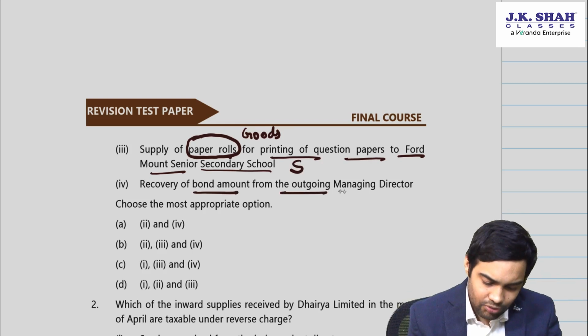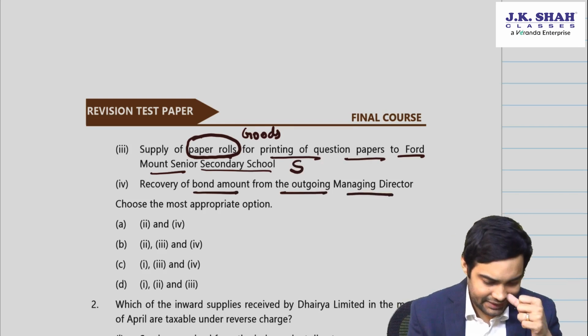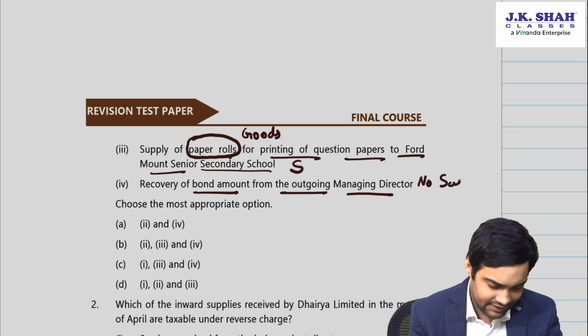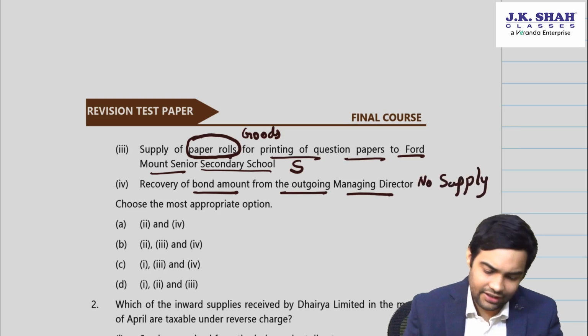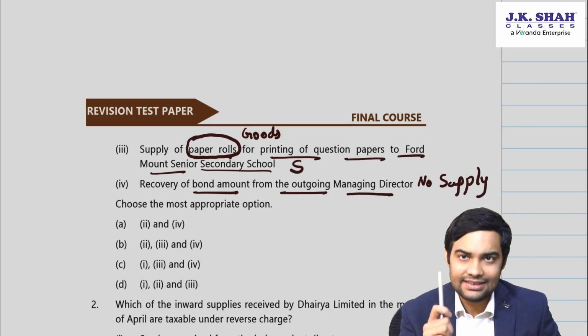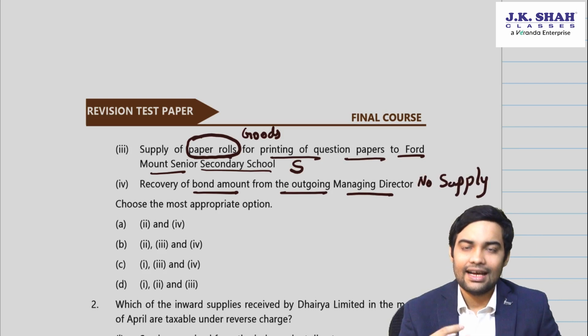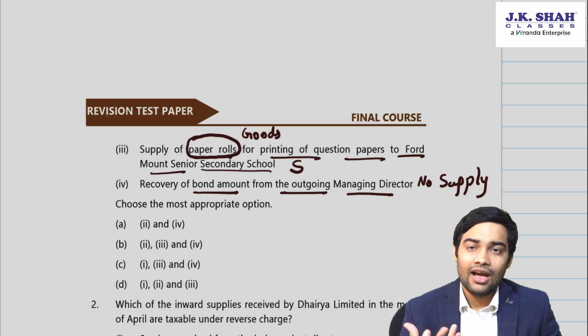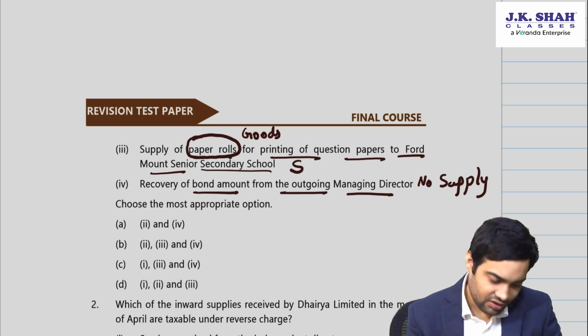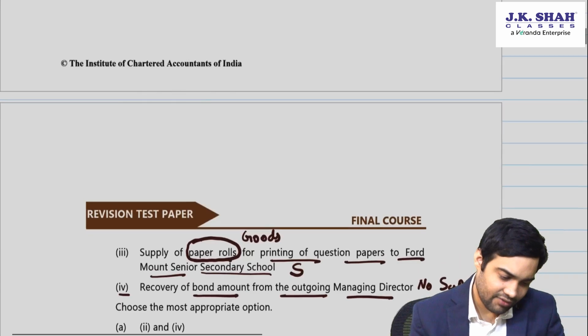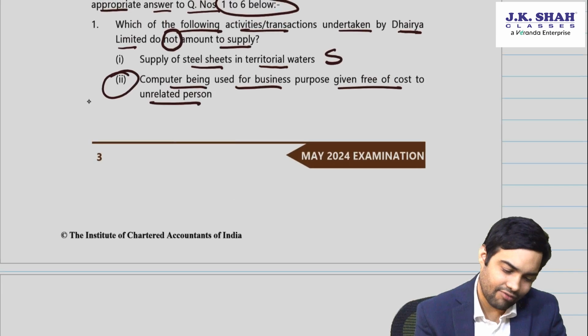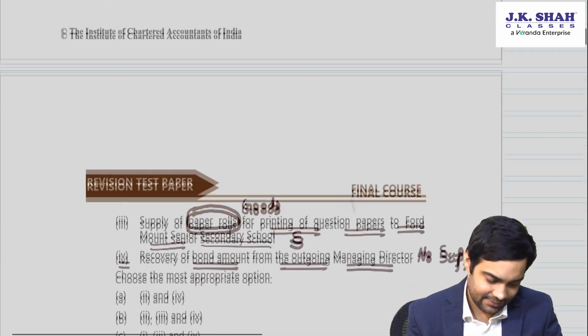Recovery of bond amount from outgoing managing director, this is not a supply. This is surely not a supply. Reason being, CBIC circular has clearly said that recovery of bond amount, where he does not agree to serve the notice period and we take some money from him, would not be liable to GST. That's not a supply for consideration at all. So the fourth one is not a supply, but we are unsure of the second one. We will have to see it in the main part of the question.